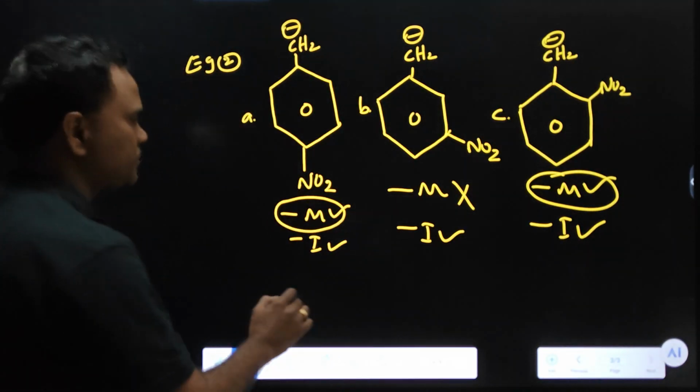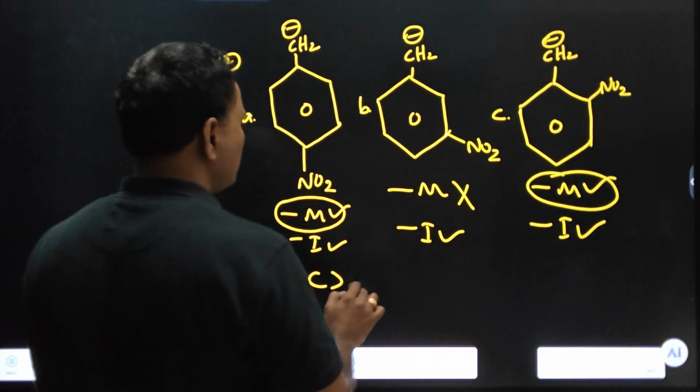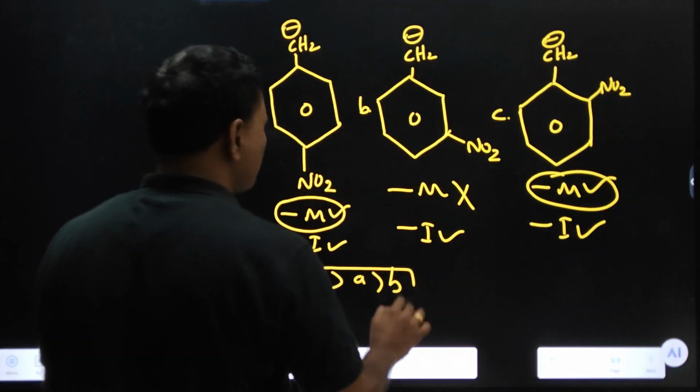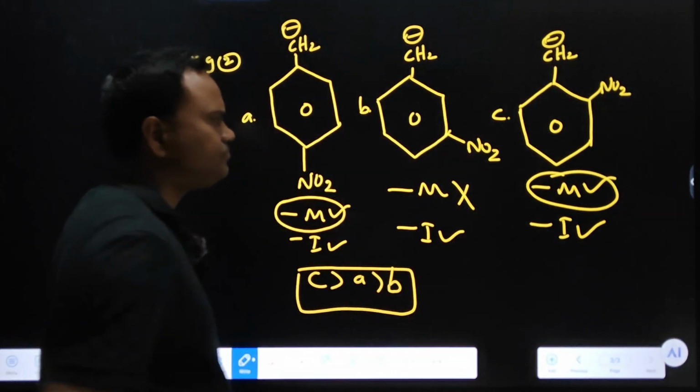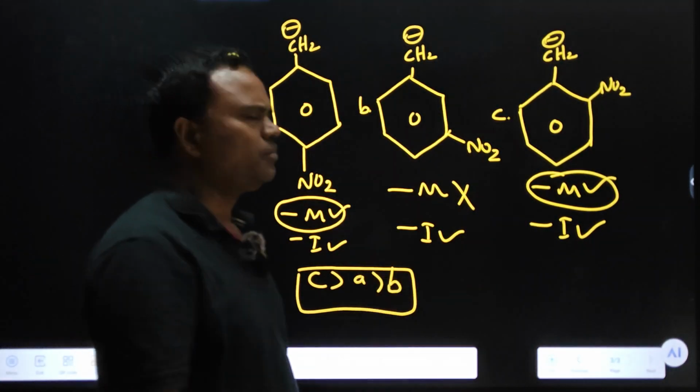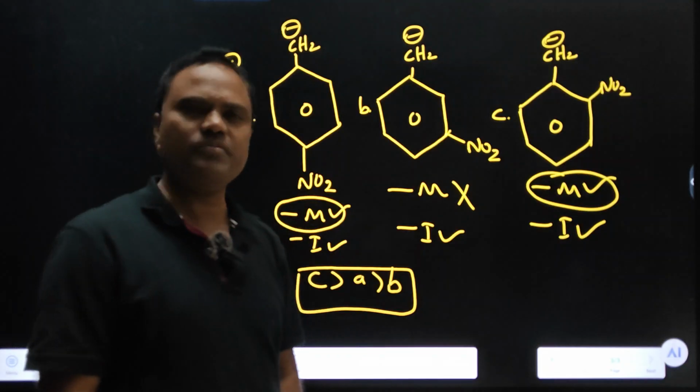So what is the stability order? C greater than A greater than B. B is least stable. Why? Because in B, minus M is not at all present.